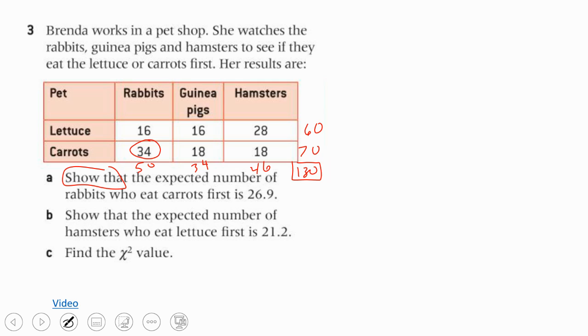Okay, show that the expected number of rabbits who eat carrots first. So rabbits and carrots first is right here. Show that's 26.9. I would take the row total, which is 70, times the column total, which is 50, and divide it by 130. And that would be 26.9. Show the expected number of hamsters who eat lettuce first is 21.2: column total 46, row total 60, and again I divide by 130, and that would be 21.2.